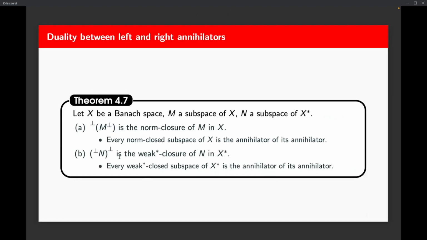And then the same thing works in the other direction, except now we're working with weak star closure. If you take a subspace of the dual space and you take its left perp followed by its right perp, you get the weak star closure of N. And so every weak star closed subspace is going to be the annihilator of its annihilator.